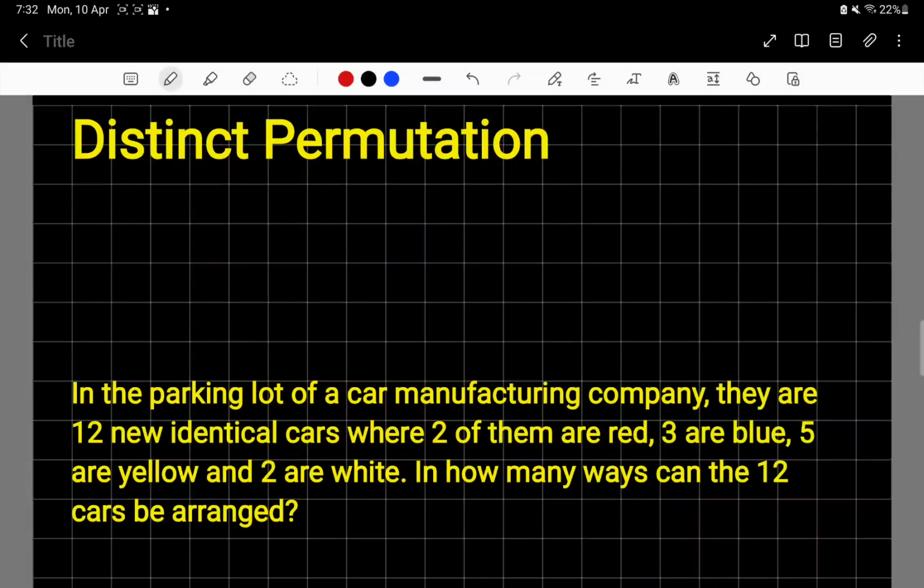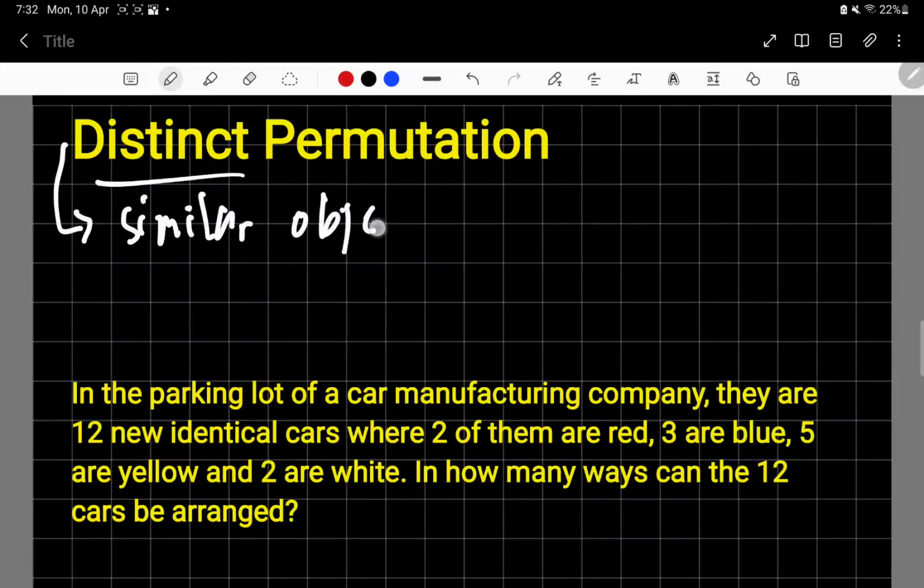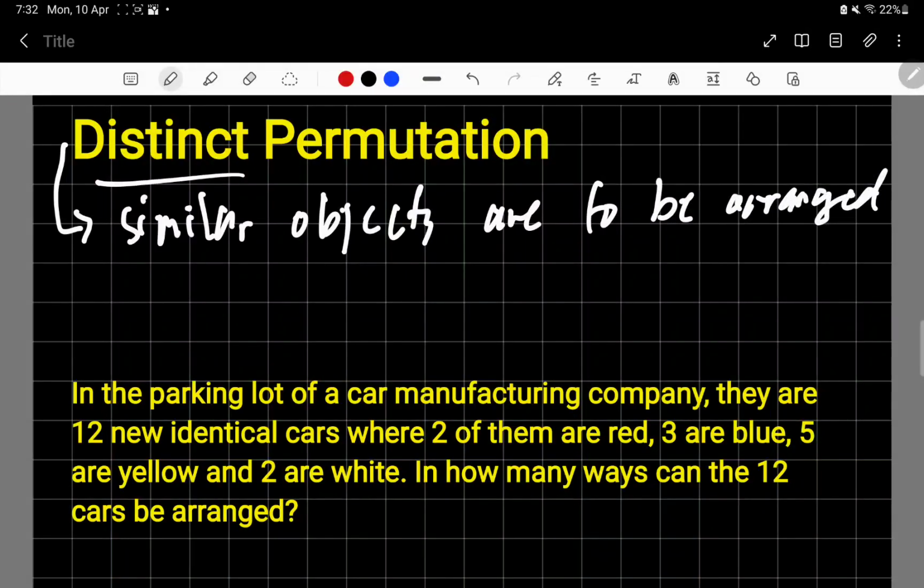Okay, so kapag sinabi natin distinct permutation, dito natin pinapakita yung possible arrangement na mabubuo natin wherein yung mga objects na ina-arrange natin are distinct or they are similar. Okay, so similar objects are to be arranged. So, yun yung pinaka-definition natin for the distinct permutation.